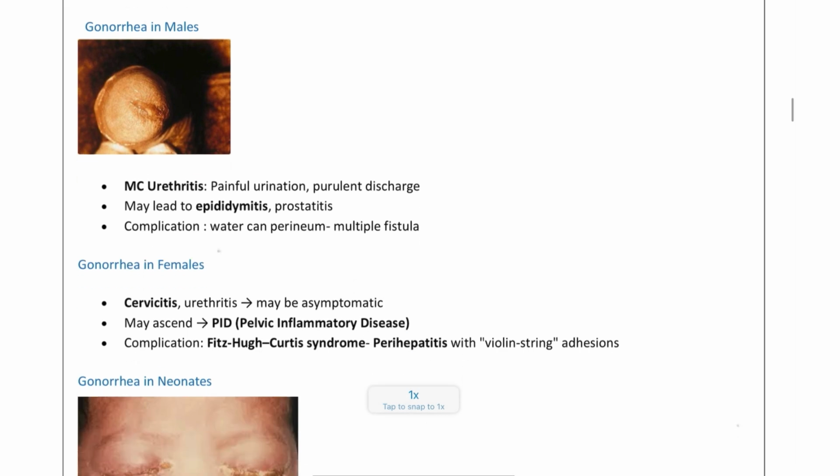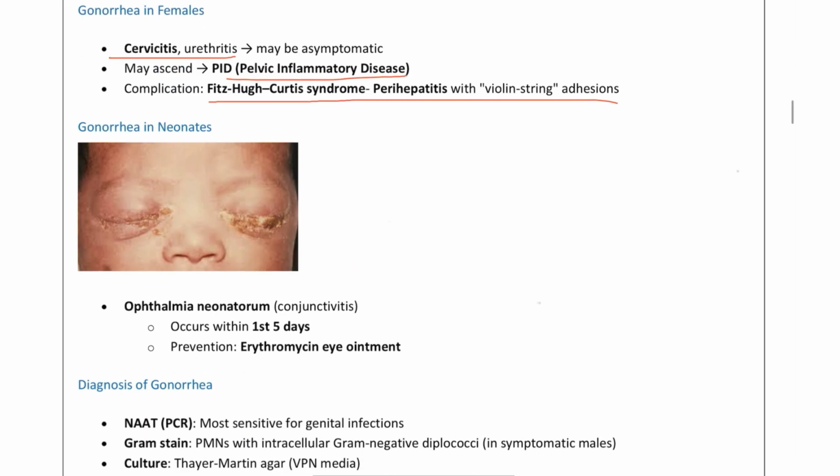In gonorrhea patients, the most common presentation is urethritis, and also epididymitis and prostatitis. In females, it will cause cervicitis, urethritis and pelvic inflammatory disease. If it is complicated, Fitz-Hugh-Curtis syndrome is also seen in these patients. Gonorrhea is also seen in neonates; this is the most common severe form.